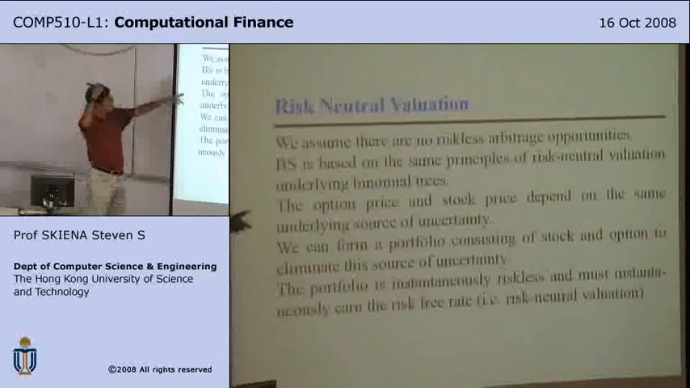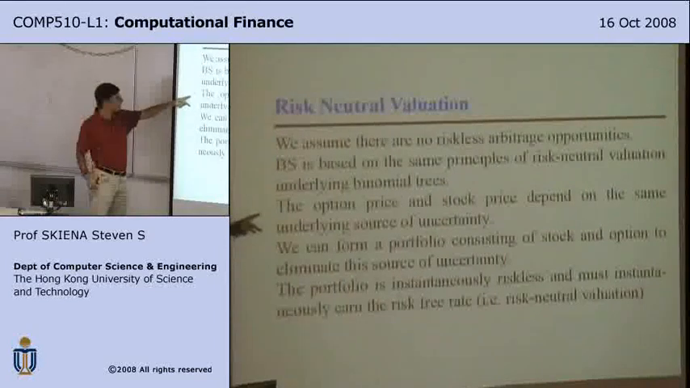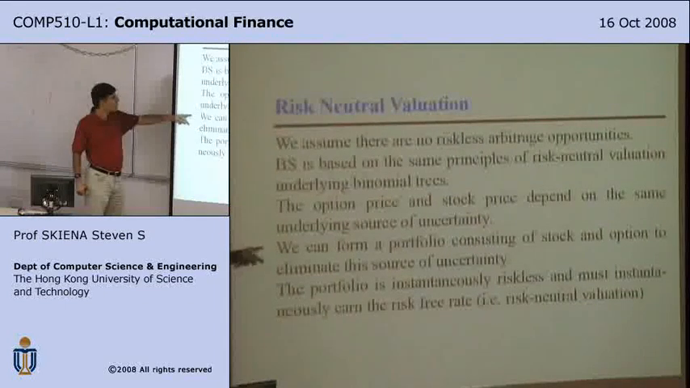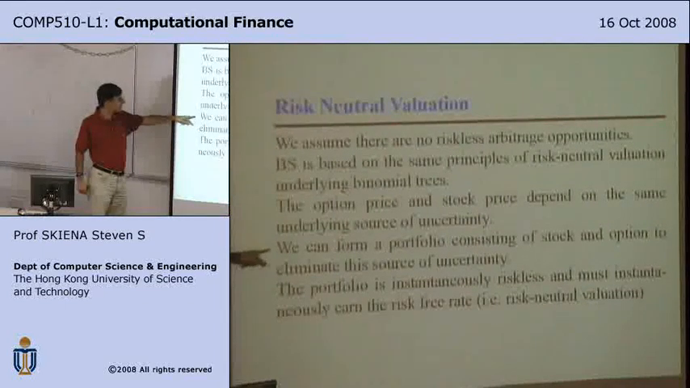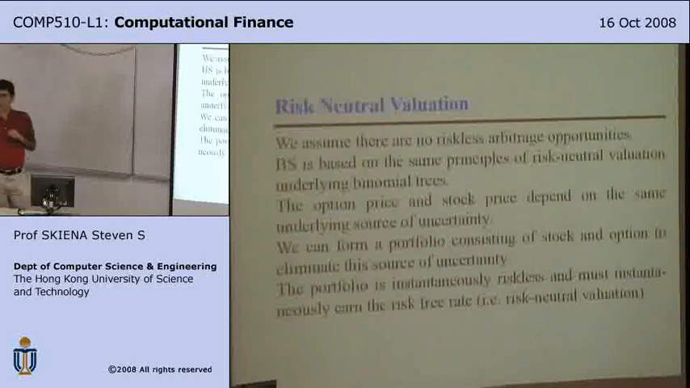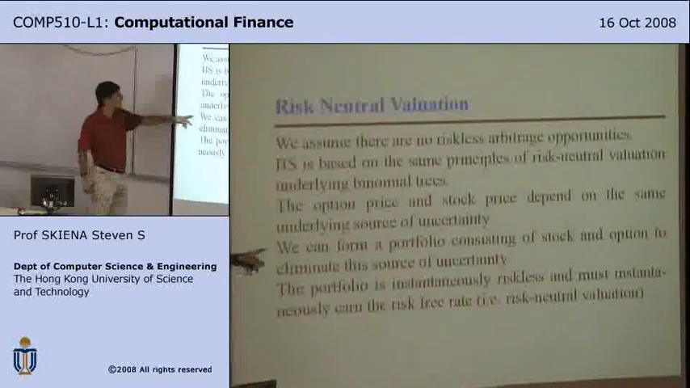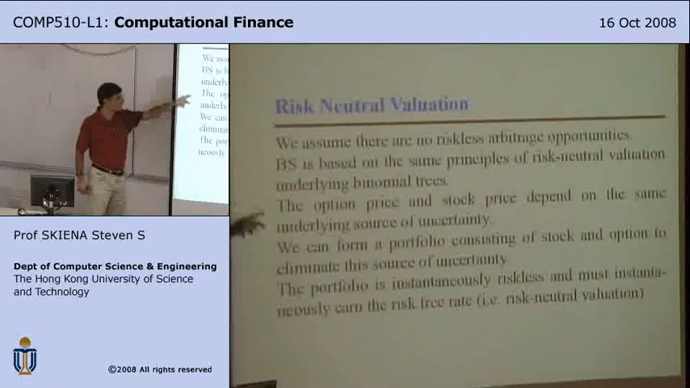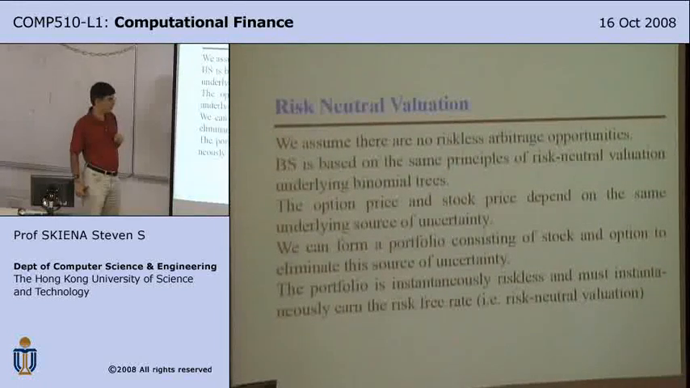The stock and option prices depend upon the same underlying source of uncertainty. If the stock goes up, the option goes up. Just like with what we talked about with risk-neutral valuation last time, we can build a portfolio of stock and option where somehow this source of uncertainty is eliminated. We can create a riskless portfolio from those two risky things.